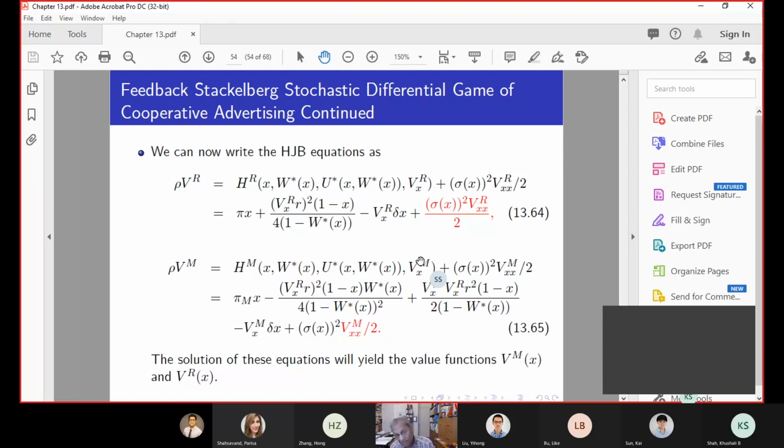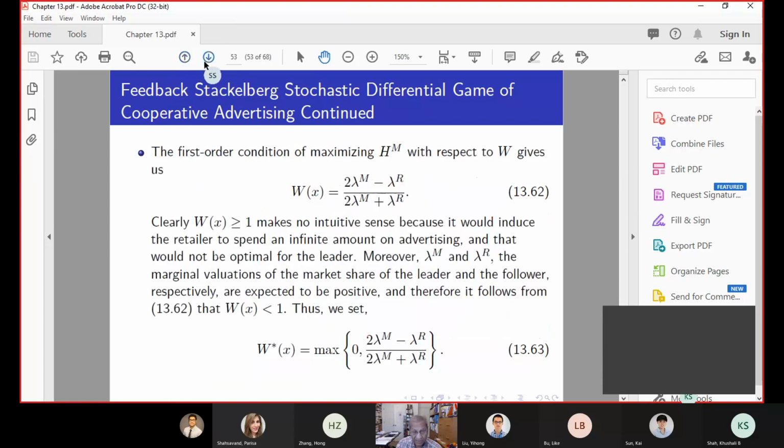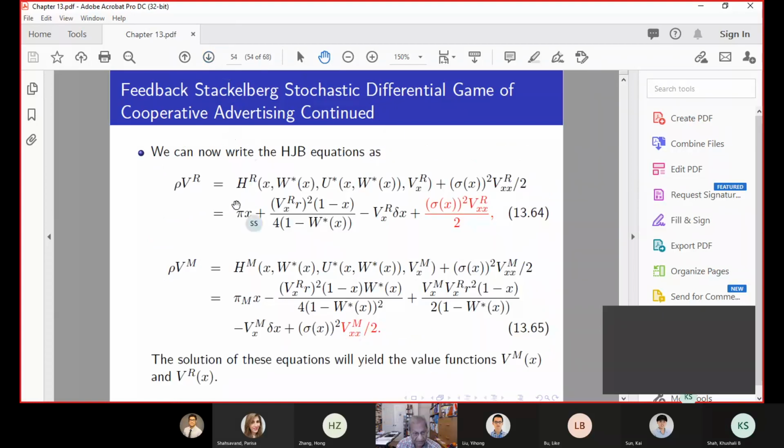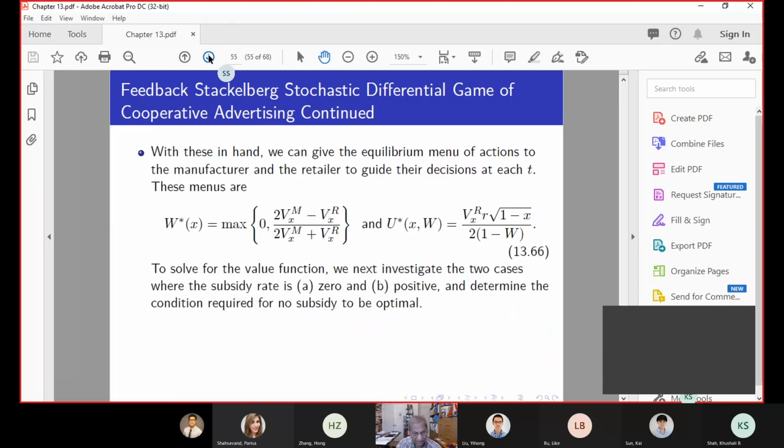And if I can solve them, I get the value function. Then I can get the derivative of the value function, so I can find out W star x. I can find out when it's 0 and when it's not, because if it's negative, I set it to 0. And I can also find this.